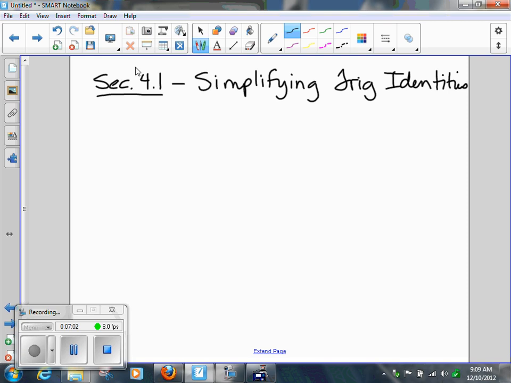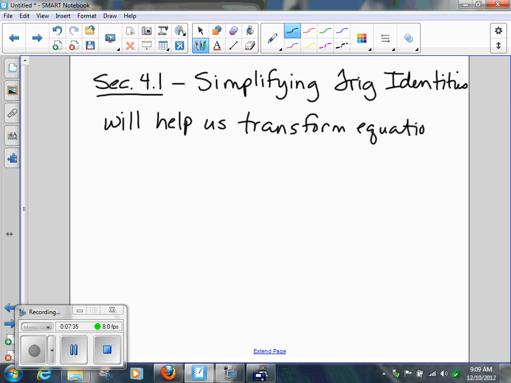Here we go. Simplifying trig identities. Guys, you're going to have to be able to transform problems. This is going to lead you into very difficult calculus problems, pre-calculus. So you've got to be able to transform. Simplifying trig identities will help us transform equations for calculus. So this is why you have to do this.